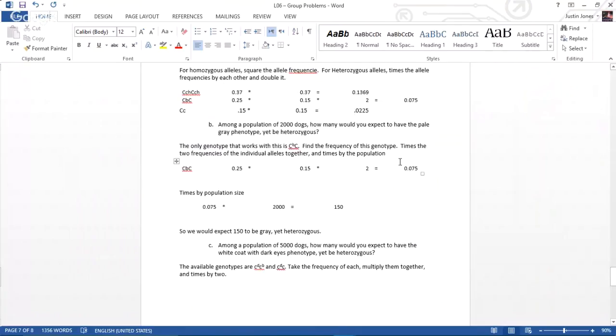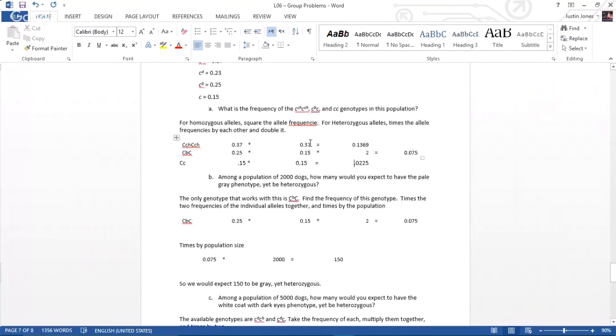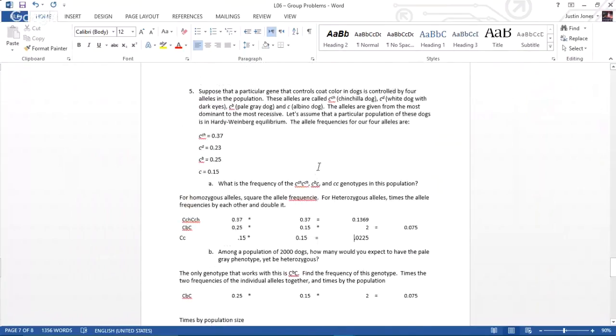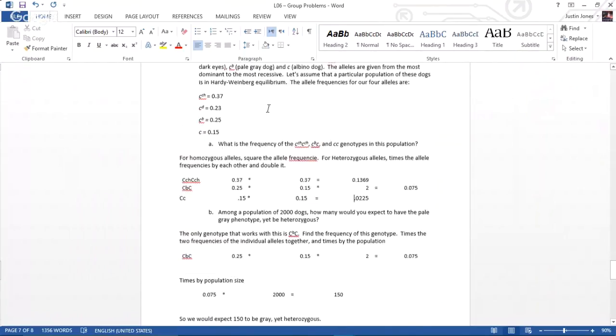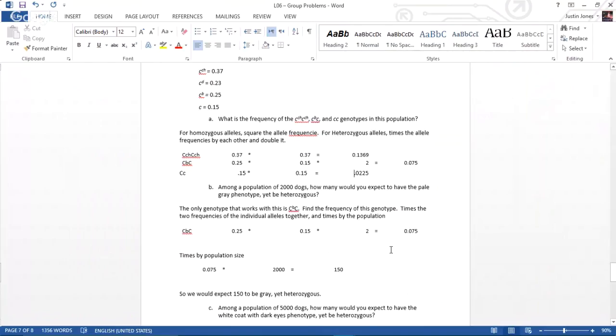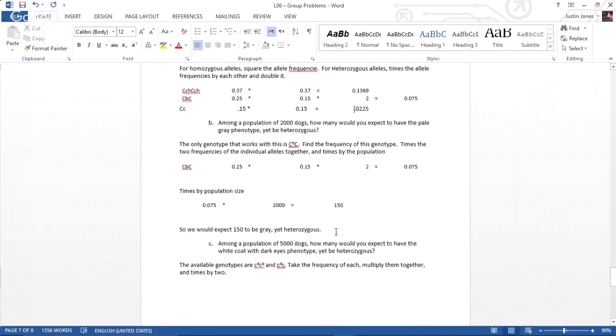Among 2,000, how many would you expect to have the gray phenotype yet be heterozygous? The first step here is to see which genotypes it is. The gray phenotype, that one was CB, I believe. Yep, pale gray right there. For it to be heterozygous, the only option we have is CB. So 0.25 times 0.15, times that by 2, because it can come from the mother or the father. That's 0.075, times the population of 2,000, you get 150. So we're expecting 150 to be gray and heterozygous.